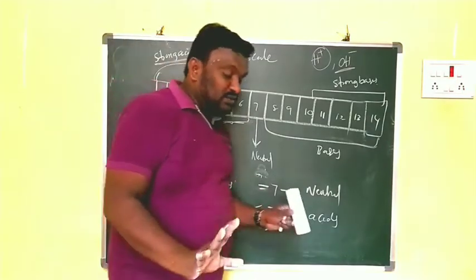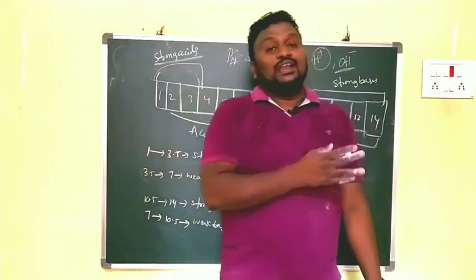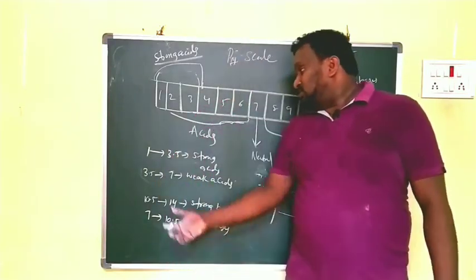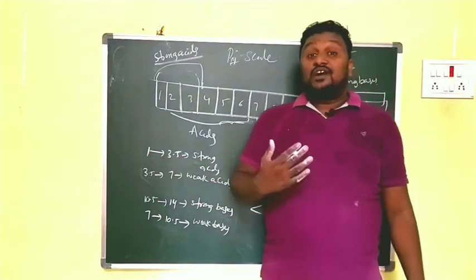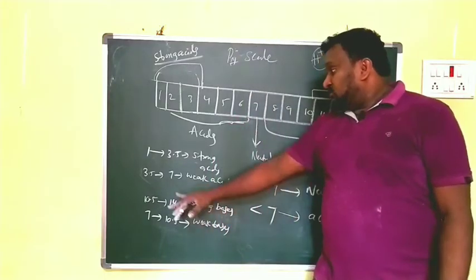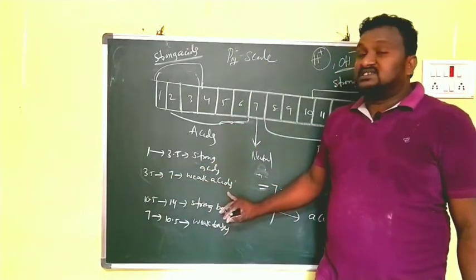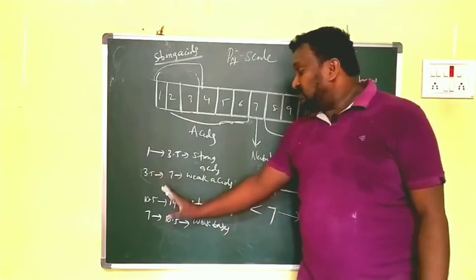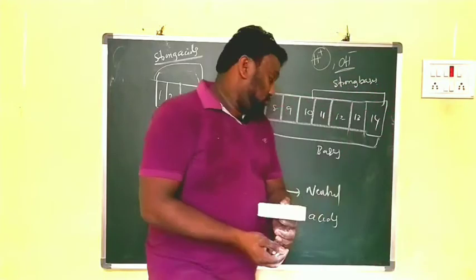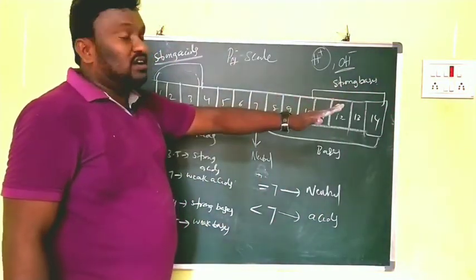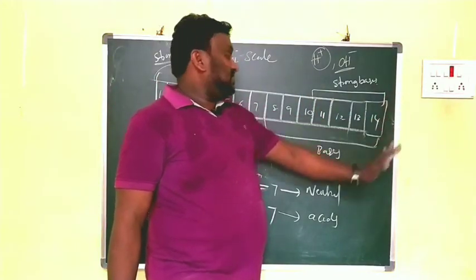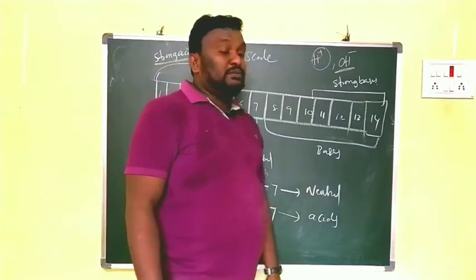Children, no need to get confused. In the pH scale we have values from 1 to 14. 7 is neutral and less than 7 is acids, and in those acids, 1 to 3.5, what do we call it? Strong acids. Clear, children? And 3.5 to 7, weak acids. More than 7, what do we call it? Bases. From 10.5 to 14, what is it? Strong bases. And 7 to 10.5, weak bases.